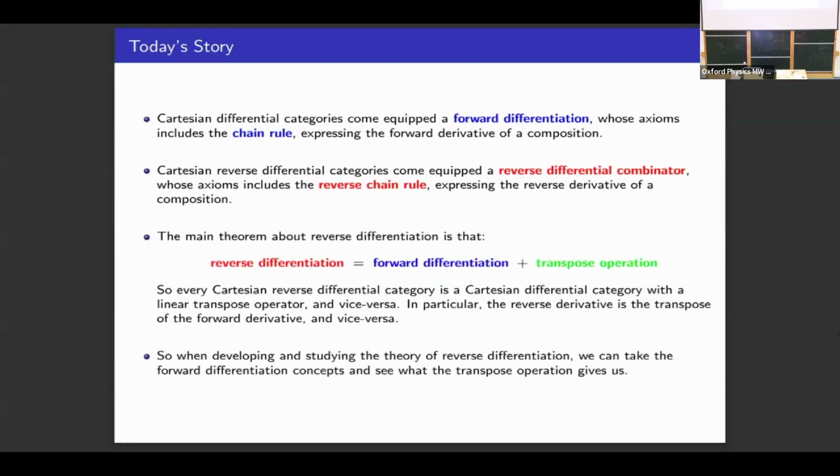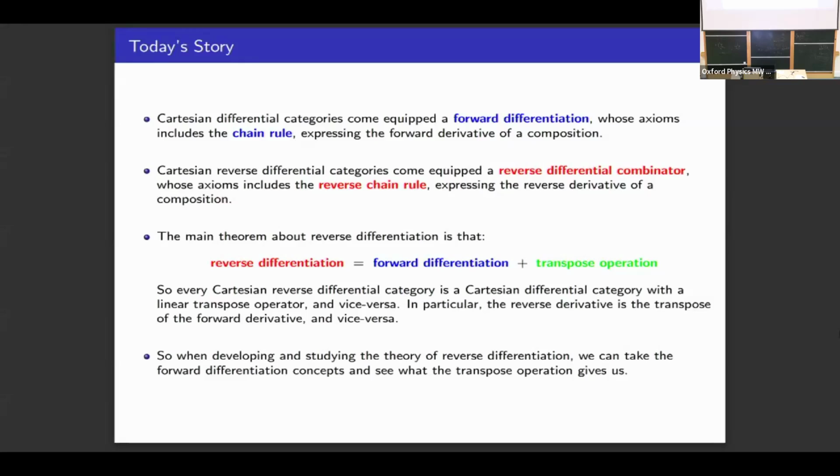What we think of as the fundamental theorem of reverse differentiation, categorically speaking, is that reverse differentiation equals forward differentiation plus a transpose operation. The point is that if you have reverse differentiation, I can construct the forward mode derivative. And if I have the forward mode derivative plus a transpose operator, then I can do reverse differentiation.